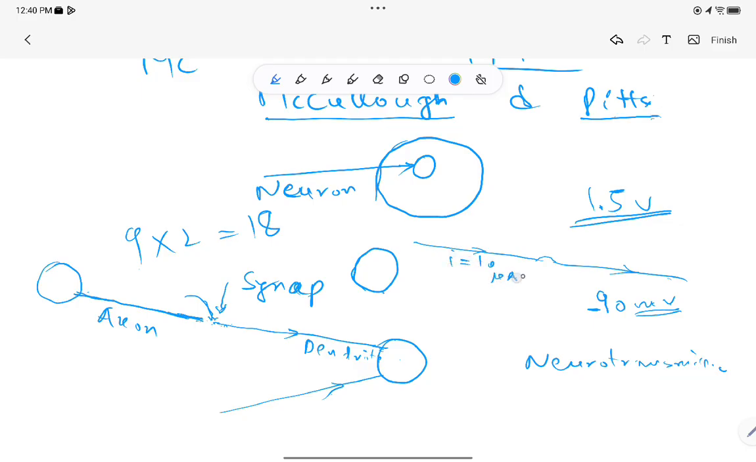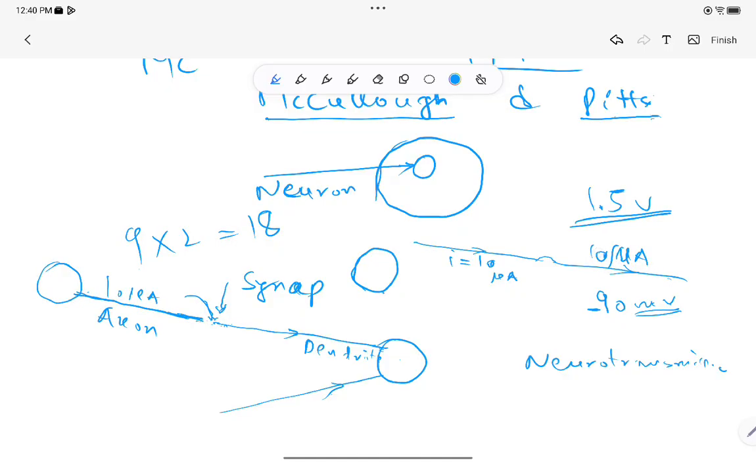microampere. A microampere is very, very small. In fact, let me tell you, it is one millionth of an ampere. Now, suppose 10 microampere current is coming from this. And what happens is that 10 microampere current will go there.